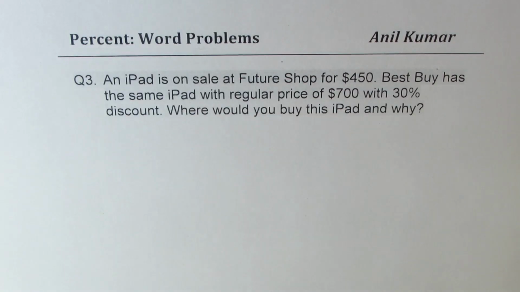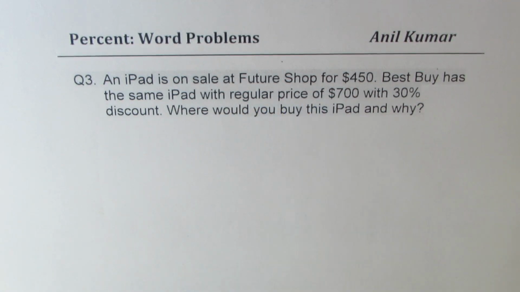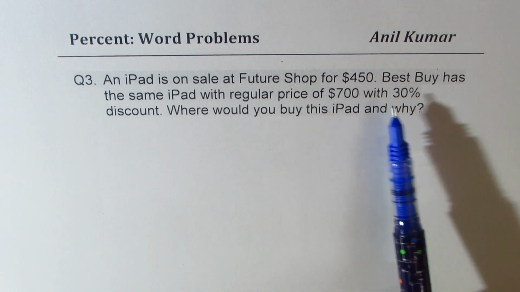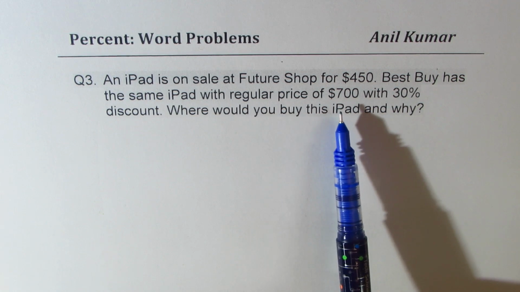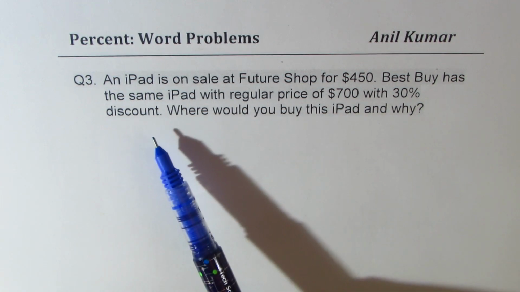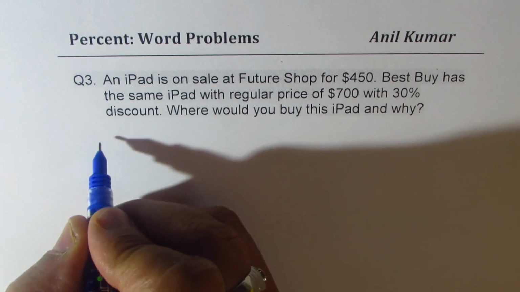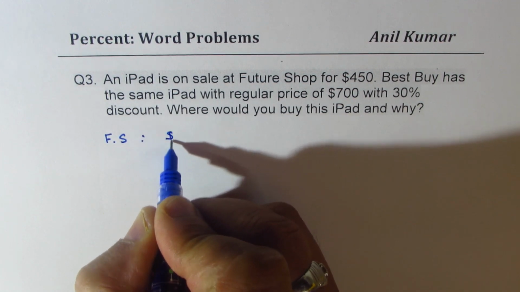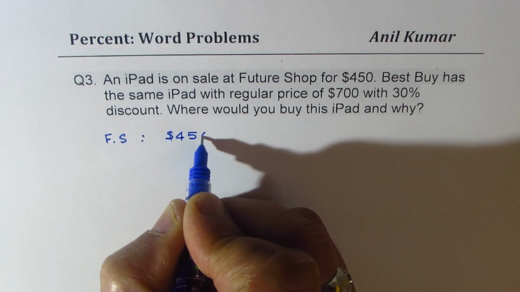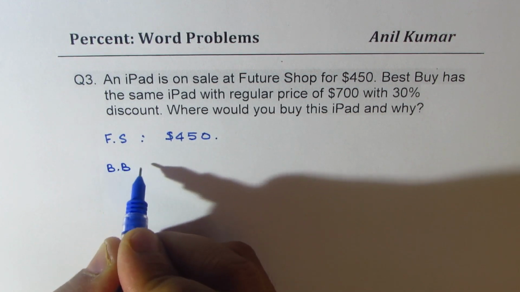Now let's move on to question number 3. An iPad is on sale at Future Shop for $450. Best Buy has the same iPad with regular price of $700 with 30% discount. Where would you buy this iPad, right? So at Future Shop, let's say at Future Shop, the cost is $450. So that is known to us. Now let's see what is the cost at Best Buy.